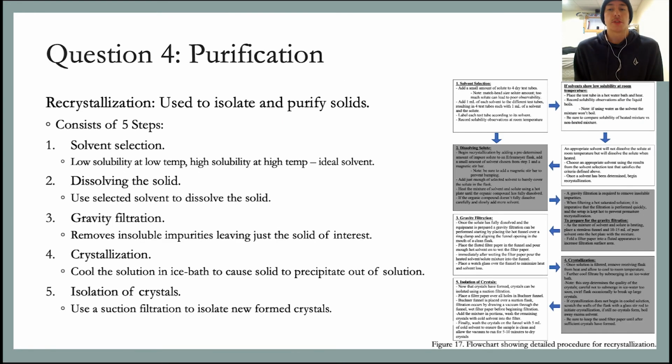Finally, for question 4, we will be analyzing all methods of purification and characterization which were a focus in this course. We start by looking at methods of purification, beginning with recrystallization. Recrystallization is used to isolate and purify solids of interest. However, it cannot be used for liquids. There are 5 steps in the recrystallization process, starting with solvent selection, which is imperative for the recrystallization.